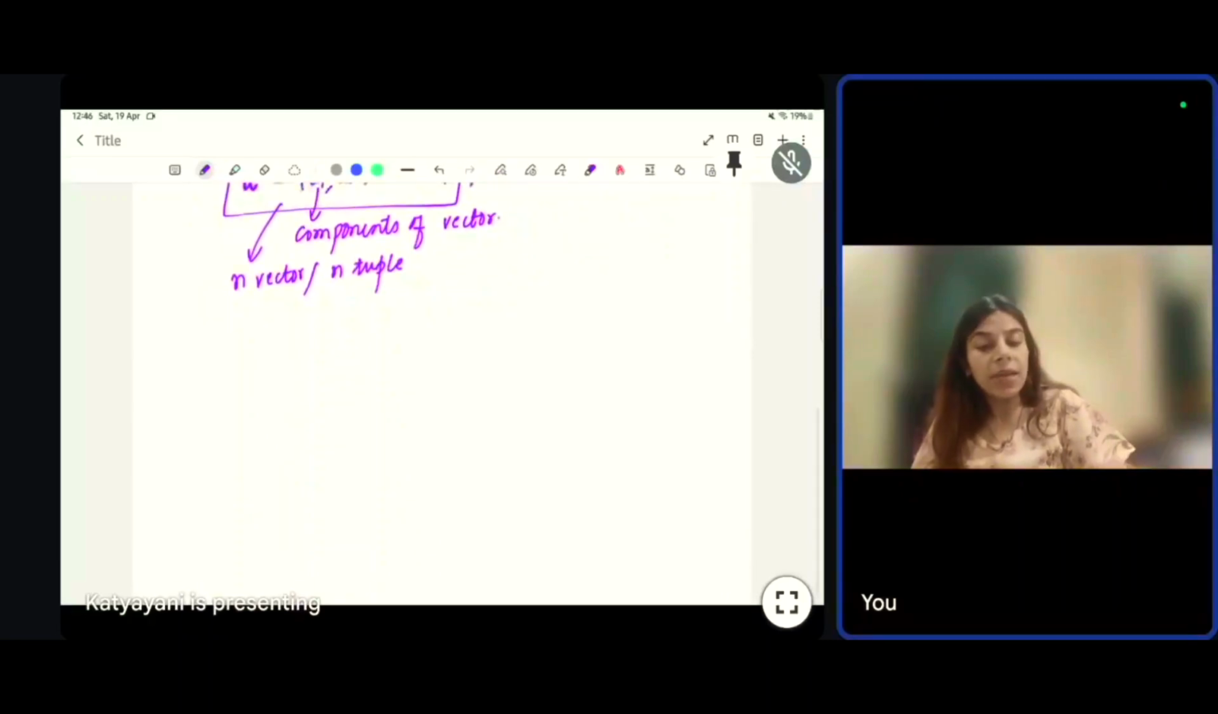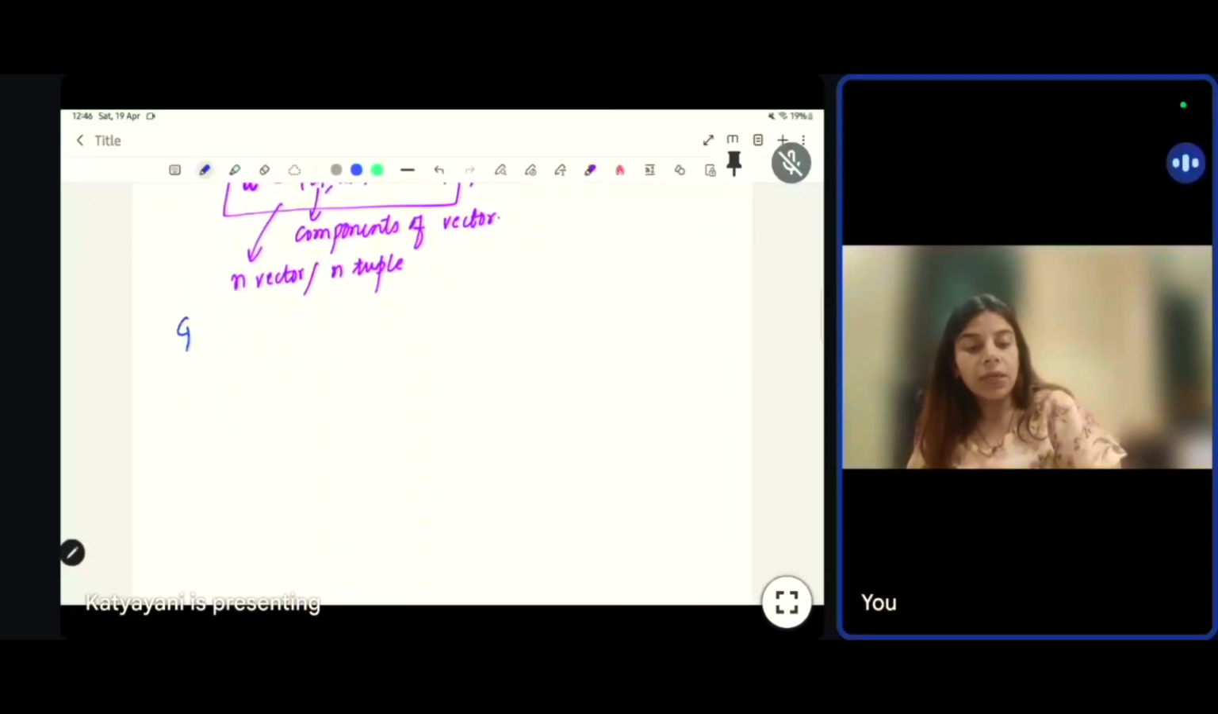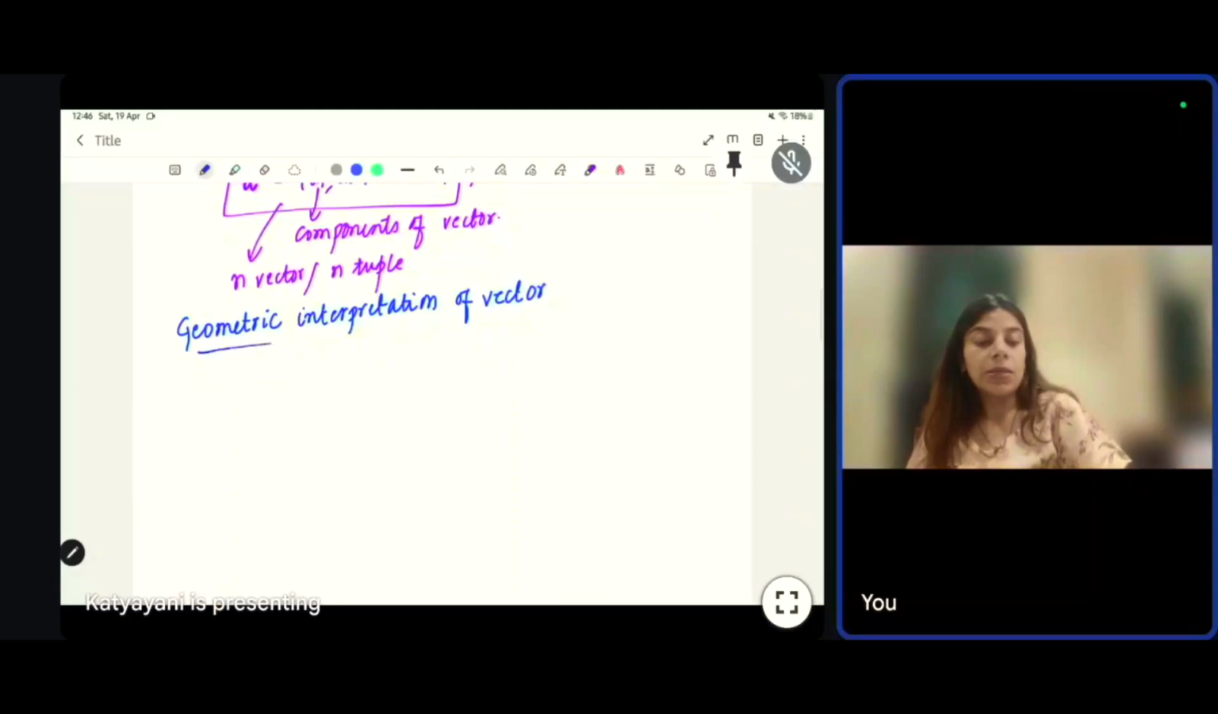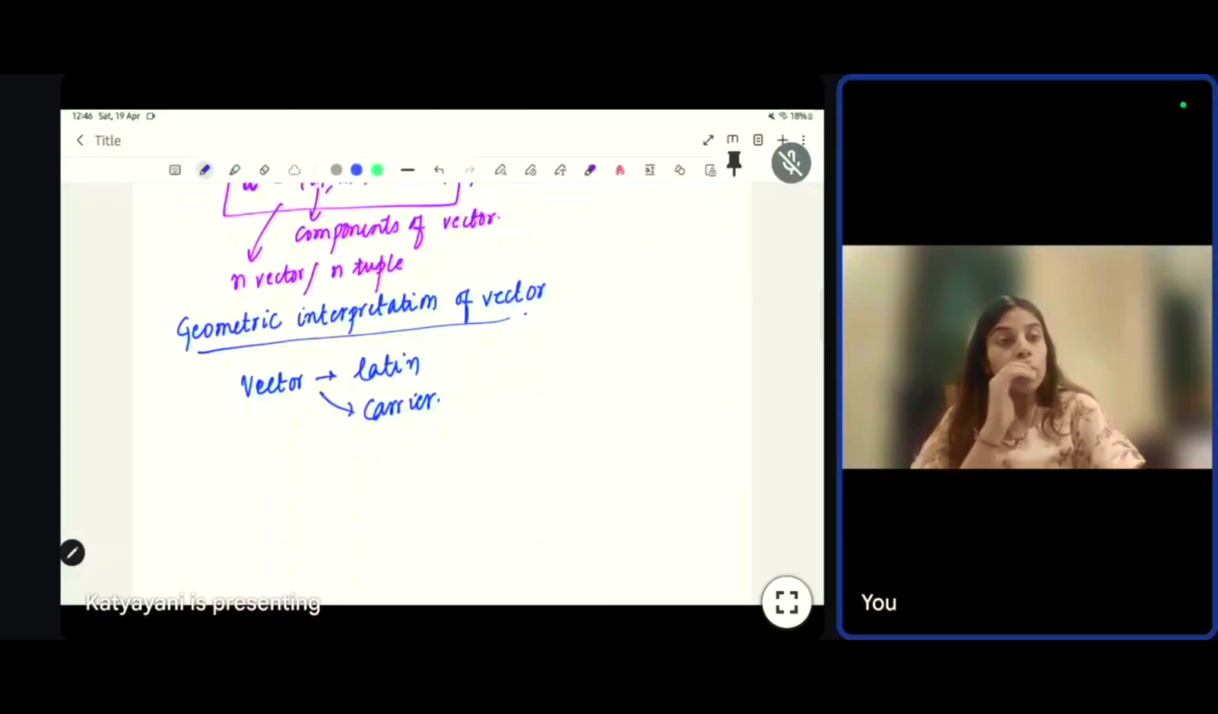So now let's see what it means geometrically, right? Geometrically, what do you mean by a vector? So let's look at the geometric interpretation of vectors, right? So vector जो है ना वो एक Latin word है. So it's a Latin word और इसका मतलब होता है carrier, right? Carrier या फिर the one who carries. तो vector basically हमें position बताता है.